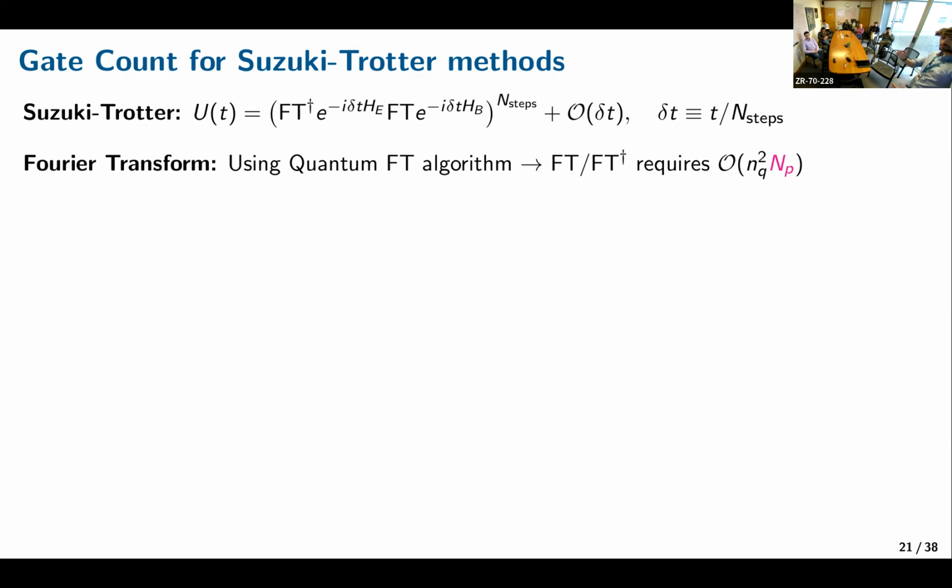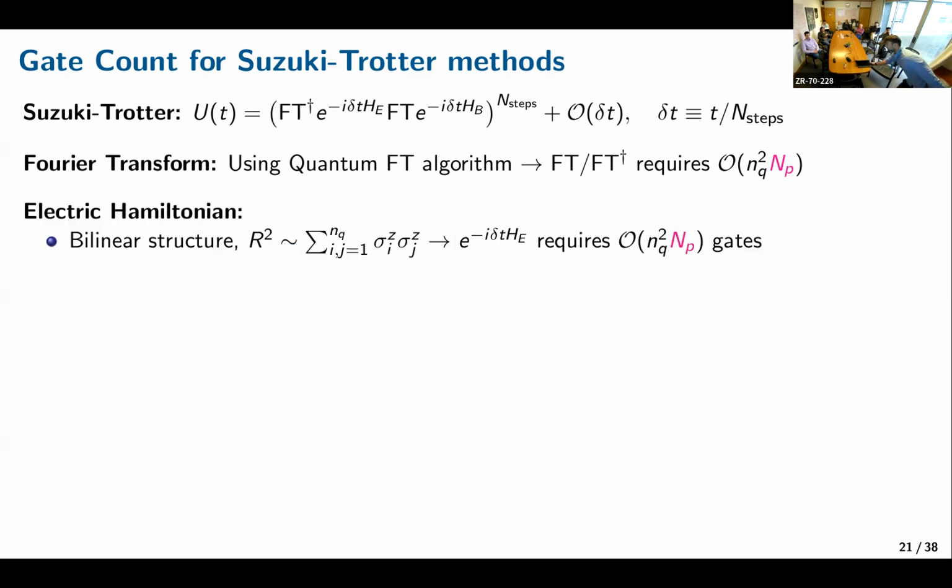But for this gate count scaling, we're going to focus on the scaling with the volume, the number of plaquettes here, because remember, little n_q can be kept small. So the Fourier transform is a linear cost in the volume. And now we can think about the cost of exponentiating the electric Hamiltonian, this step here.